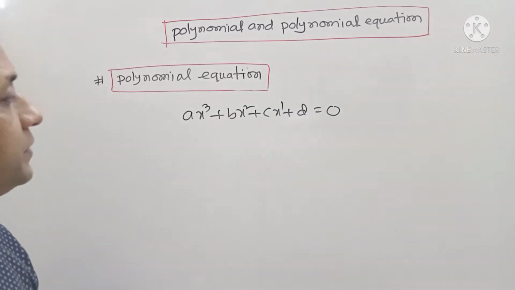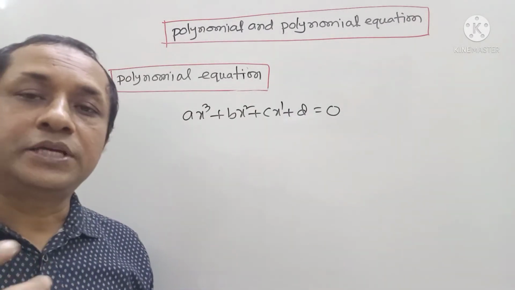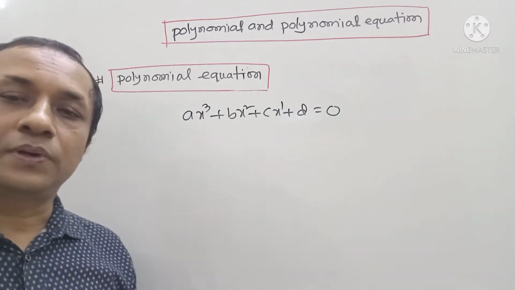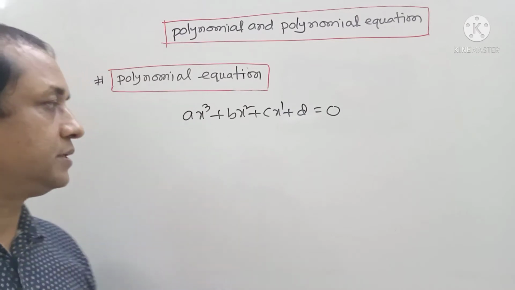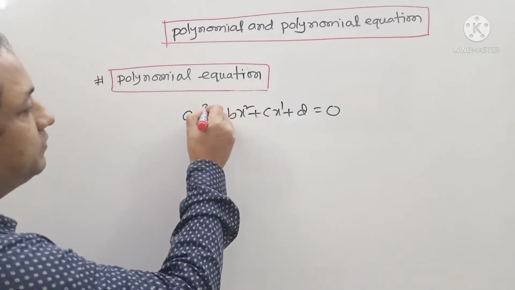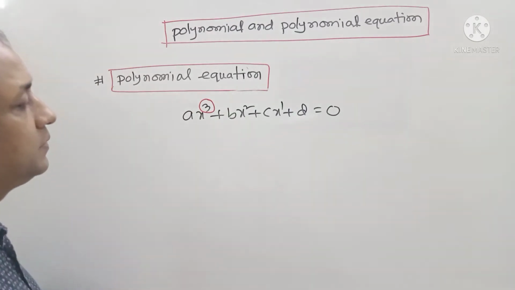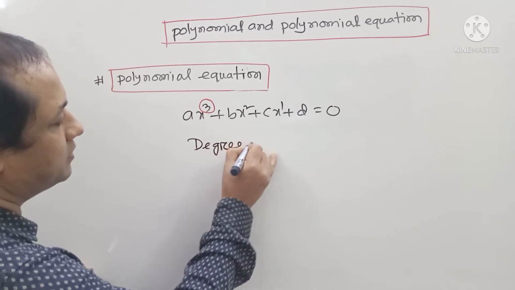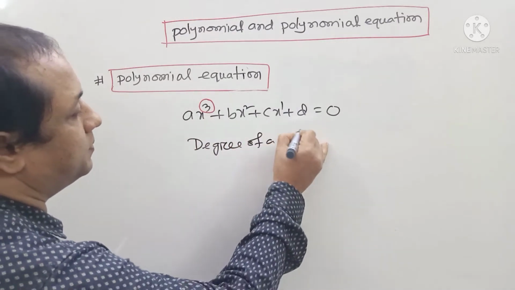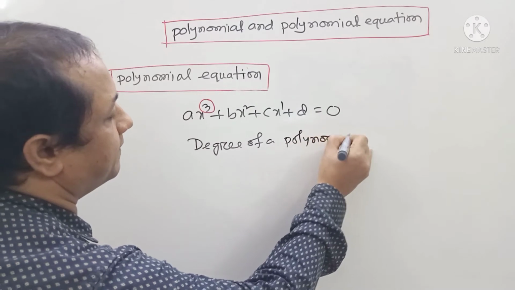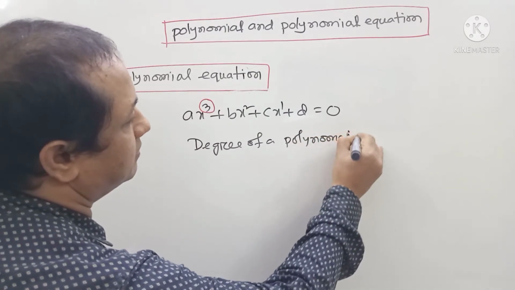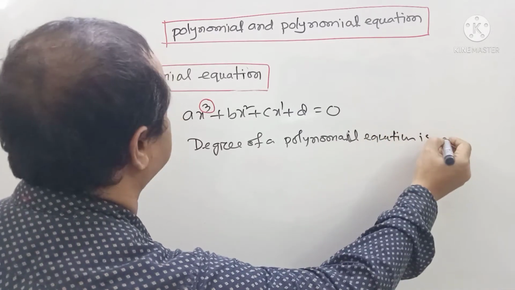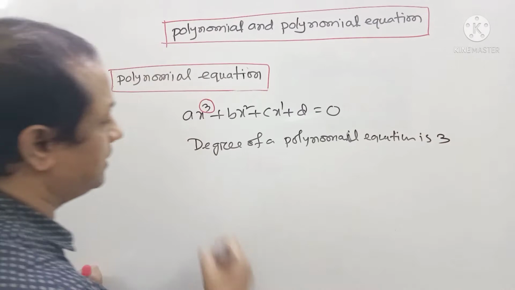Now, in a polynomial equation, what is the degree of a polynomial equation? The highest power of the variable is called the degree of a polynomial equation. So here the highest power of the variable is 3. So the degree of the polynomial equation is 3.